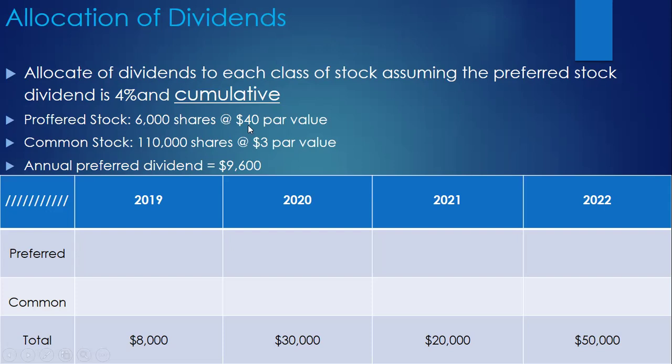Each of them is $40 par value or face value. But the common stock, they are much more, as you see, 1,110,000 shares at the rate of $3 par value or face value. So this is how we're going to work it out. You're going to take this number, 6,000 times 40, 240,000 times 4% comes up with 9,600. And 9,600 must be given to the preferred stockholder first. Then the rest goes to common.